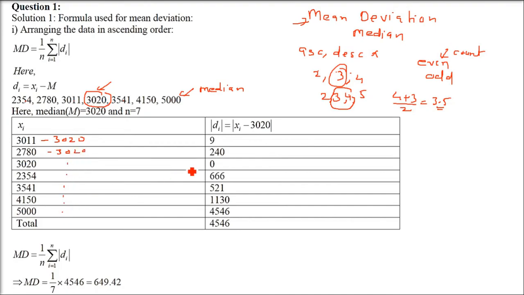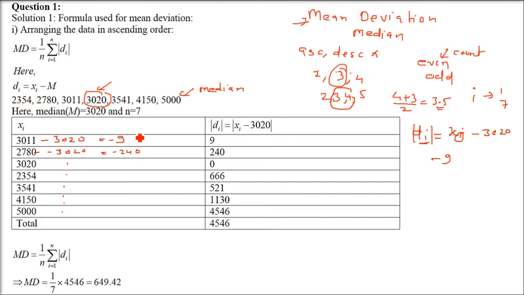Now you have to subtract this median from every element. We are calling it di, which is all the numbers, and we are subtracting 3020 from each of them. i is basically 1 to n. Here we have 7 numbers, so 1 to 7. So xi minus 3020, because 3020 for this question is the median. But you have to take the mod. That is, 3011 minus 3020 is minus 9, and this minus 9 has to be converted to positive. So you have to take the modulus, the absolute value.